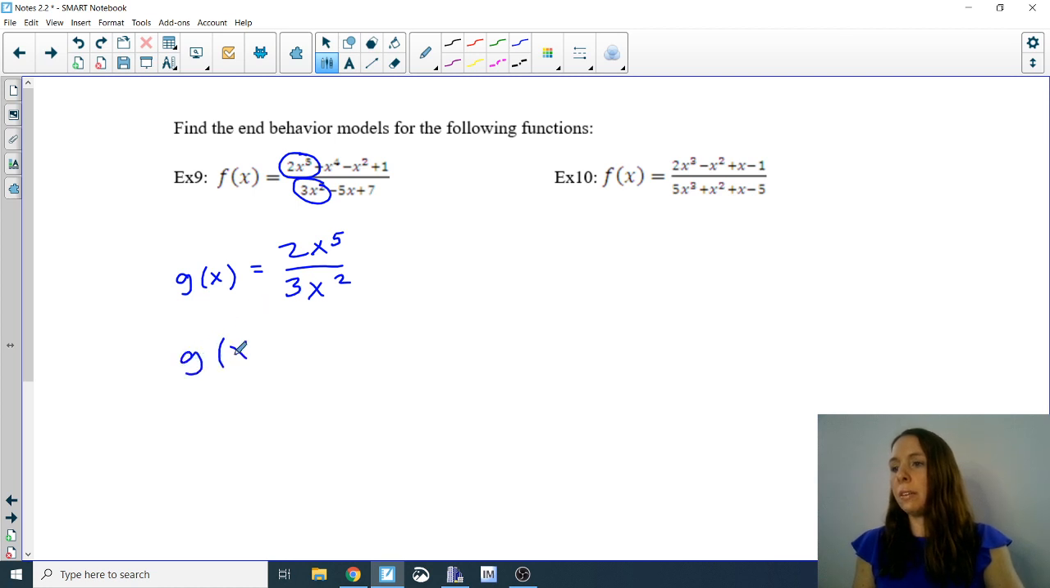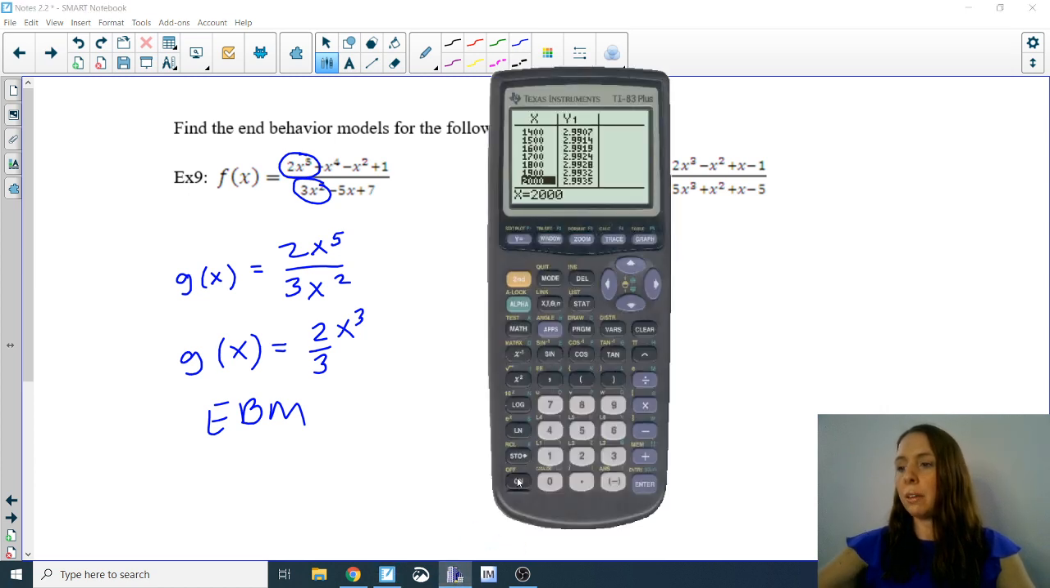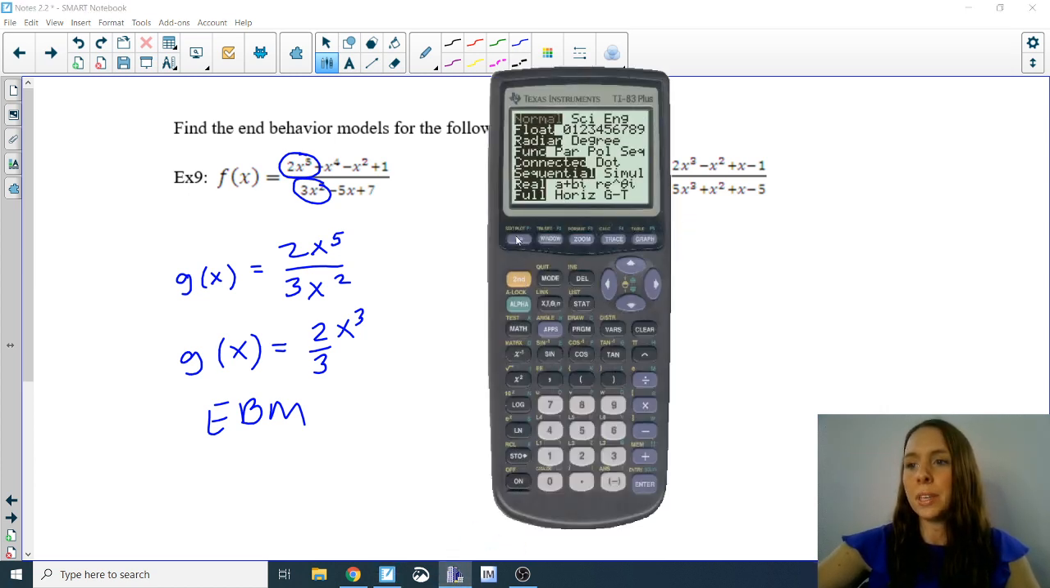Simplify that to g of x equal to, what do we have there? 2x cubed over 3, or 2/3 x cubed. That is our end behavior model. And just to prove it, I am going to graph that. Ooh, so this is cool. Take a look at this.